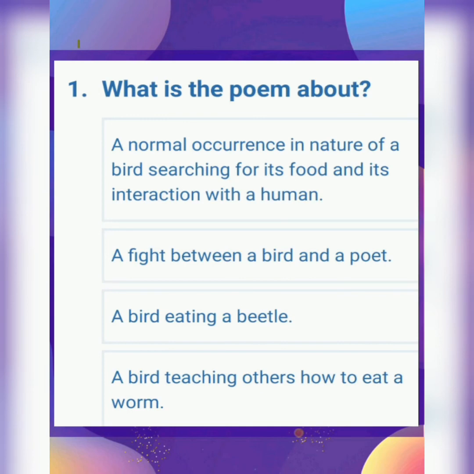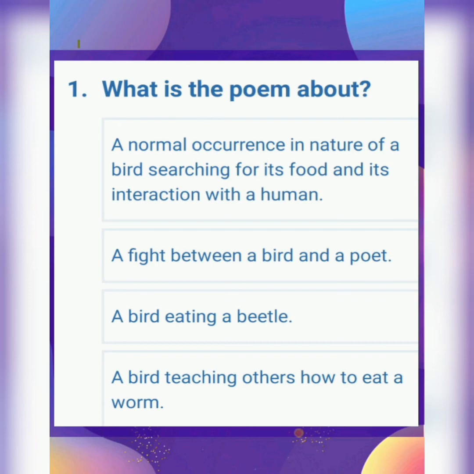What is the poem about? So now let's see the comprehension question. What is the poem about? The choices are given to you. A normal occurrence in nature of a bird searching for its food and its interaction with a human. A fight between a bird and a poet. A bird eating a beetle. A bird teaching others how to eat a worm. But the choices are not given to you in your examination. I had given you for your better understanding.